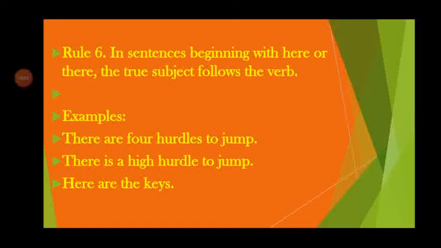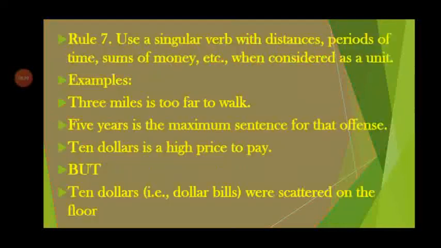So the real subject is four hurdles. Four says it is plural. Then a high hurdle, a high, that says that the subject hurdle is singular. Keys, the term says that it is plural. So accordingly, we have to change the verb into either is or are.